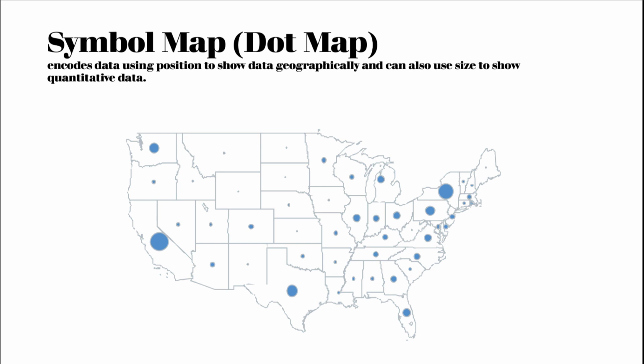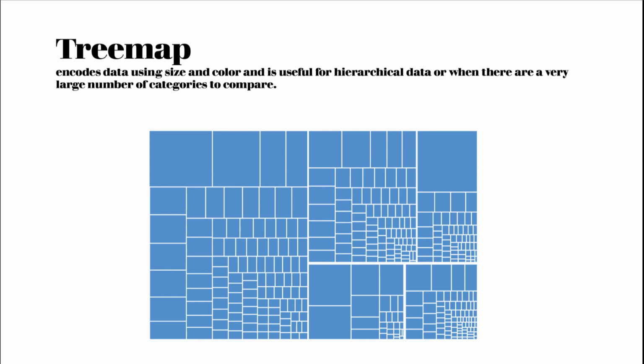Tree maps also became very popular, especially when COVID hit. This was really reused over and over. I will show it in a second. A tree map uses size and often color to encode hierarchical data.